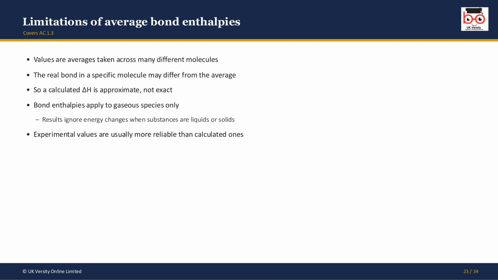It's worth being honest about the limits of this method. Bond enthalpies are averages taken across many different molecules, so the real bond in your particular molecule may differ from the average, which makes a calculated delta H approximate rather than exact. On top of that, bond enthalpies only apply to gases, so the method ignores any energy changes when substances are actually liquids or solids. That's why experimental values are usually more reliable than calculated ones.